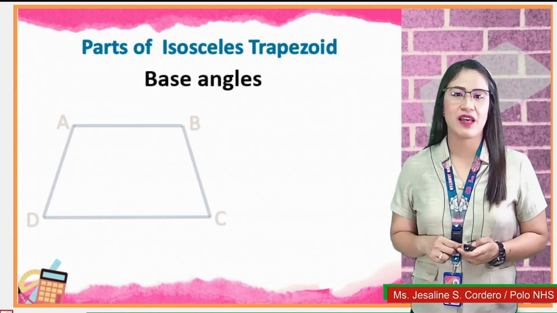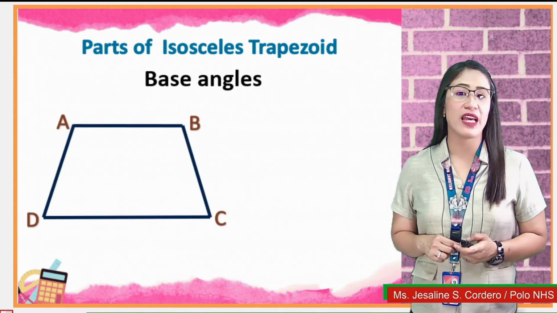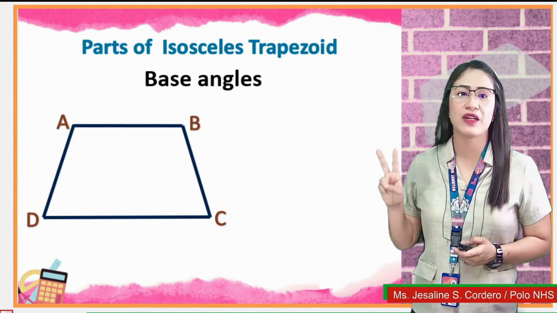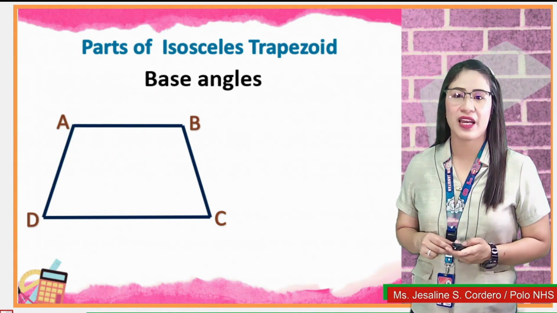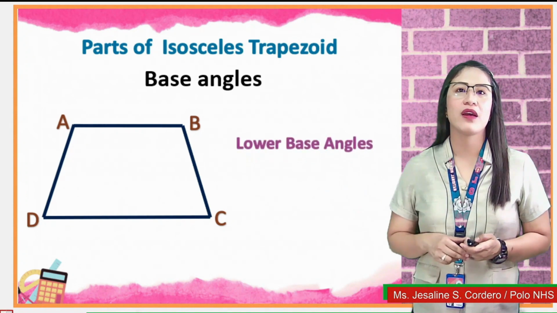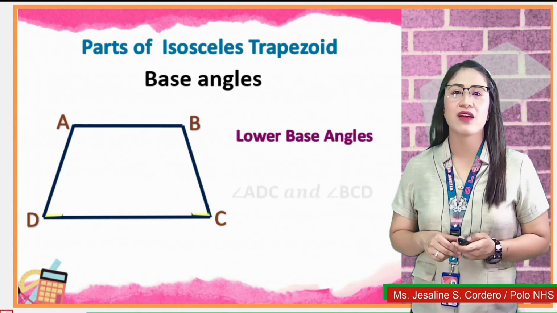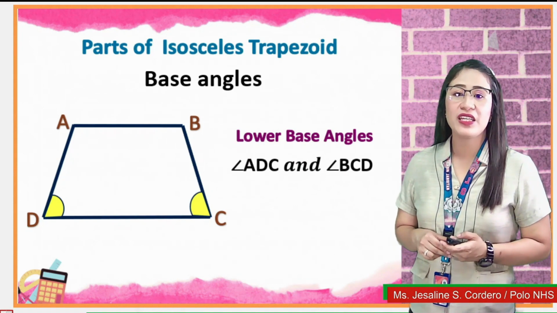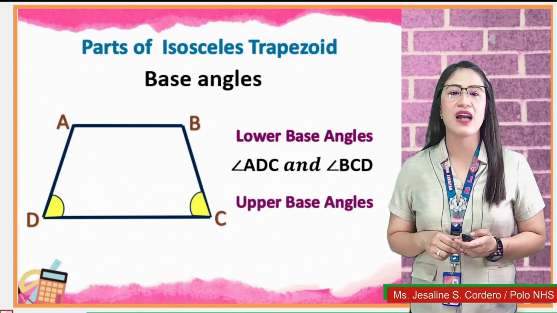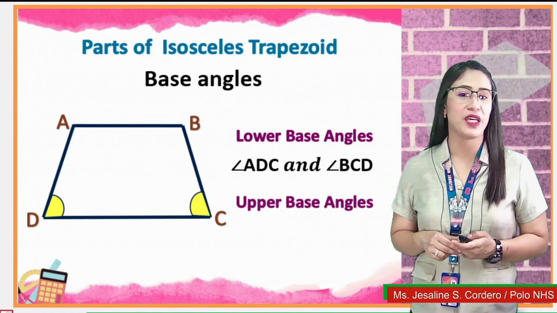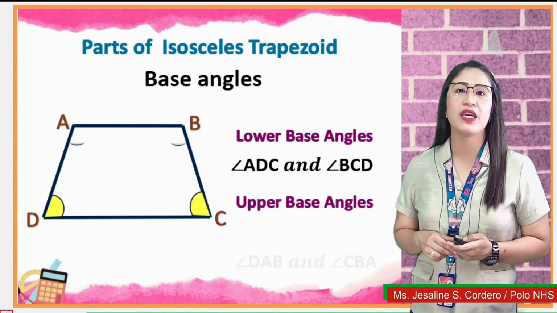Base angles are another part of an isosceles trapezoid. We have two pairs of base angles, lower and upper base angles. In this trapezoid, the lower base angles are angle ADC and angle BCD. And the upper base angles are angle DAB and angle CBA.